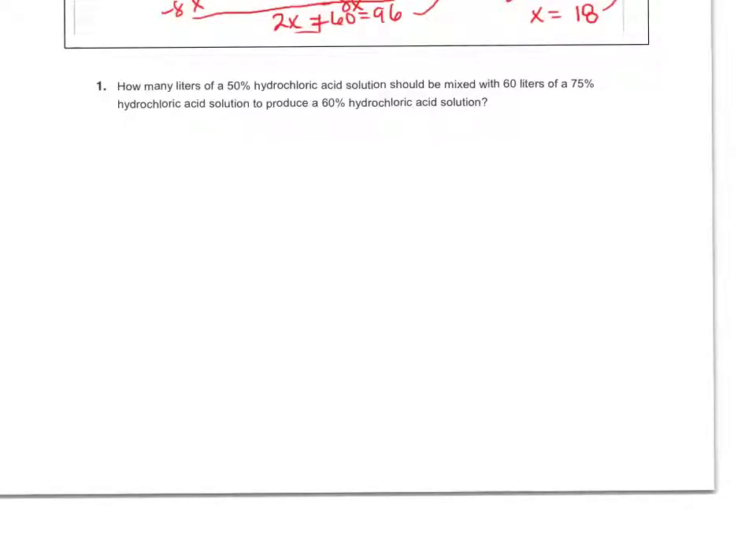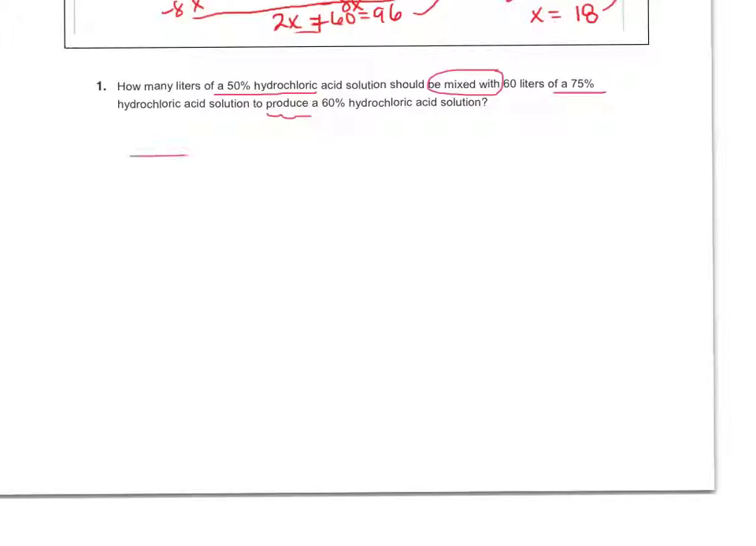To start this one, since it's a mixture problem with percents, I'm going to draw the diagram like I did on the board for that other example. So I'm going to look at the word "mixed with," and on either side of that it tells me what I'm mixing together. I am mixing a 50% solution with a 75% solution.